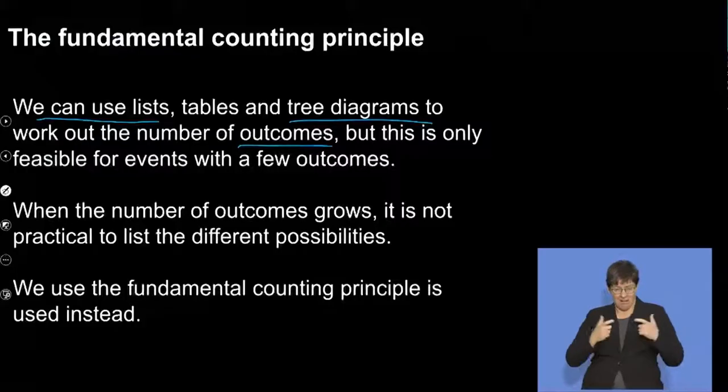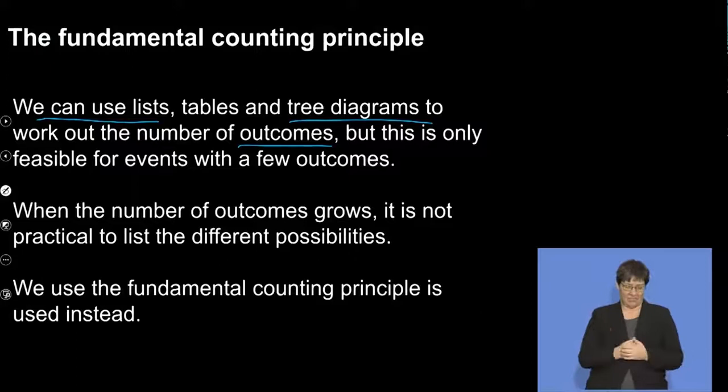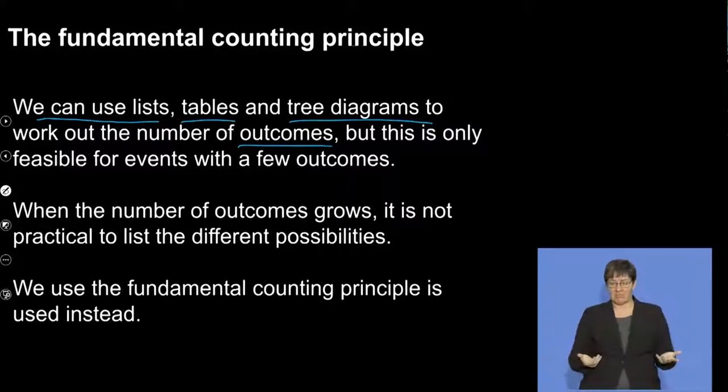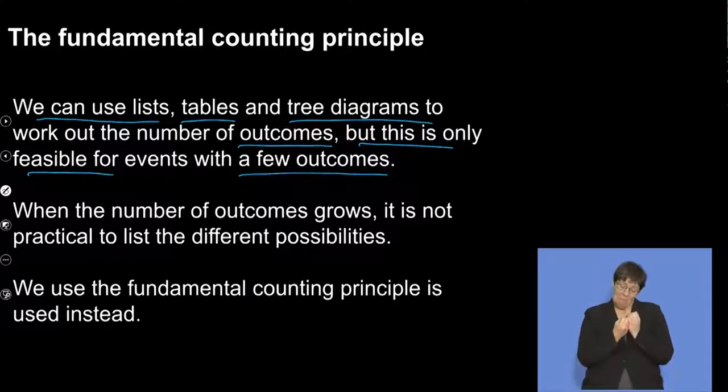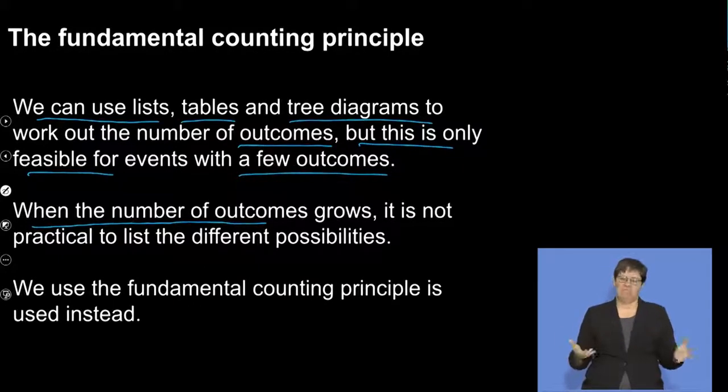Using a tree diagram can work, and tables also can work, but this is only feasible for an event with few outcomes like the previous one. We had few outcomes because we had 2 possible outcomes for a coin and 6 for a die. That was okay, but for a large one, it's quite difficult. When the number of outcomes grows, it is not practical to list the different possible outcomes.